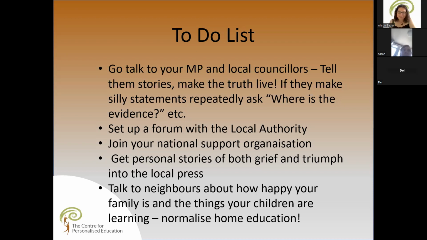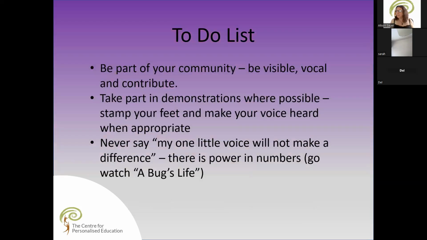That's not why we started them. We started them so that we could show our families and our children to the public, so that the public would see us out and about, not at school, and it could become a more normal thing. You are celebrating your home educating as well, but it's really important. So yeah, being part of your community, being visible, vocal and contributing.